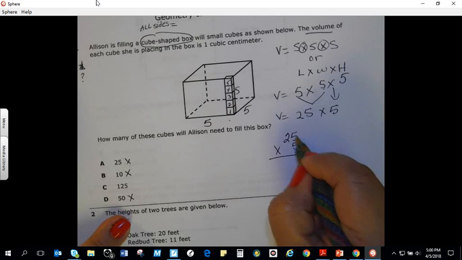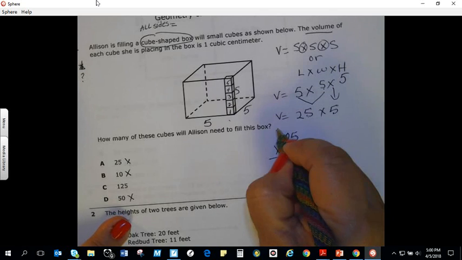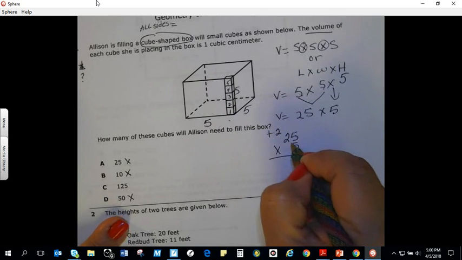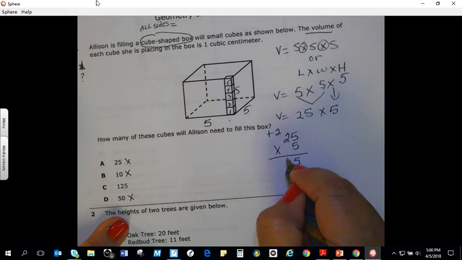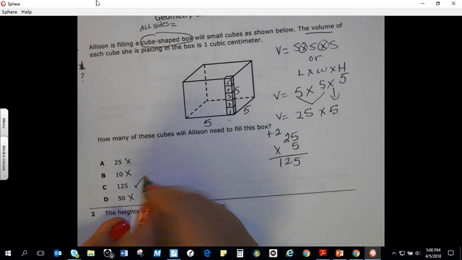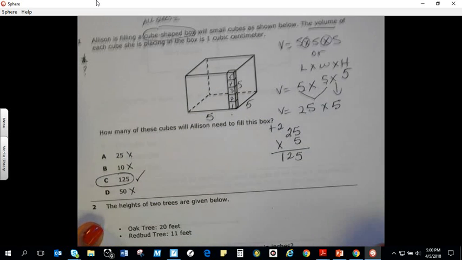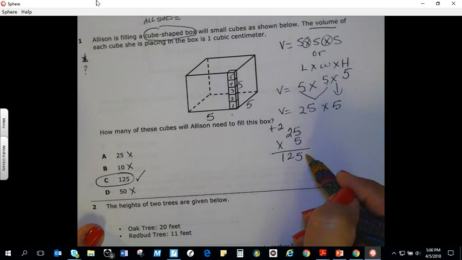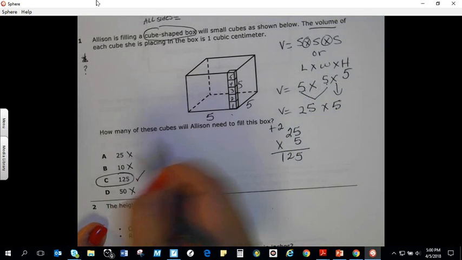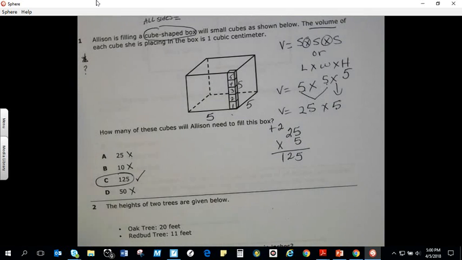So the next possibility would be 125. So 5 times 5 is 25. Carry my 2. 5 times 2 is 10, plus 2 is 12. And so I know that that's going to be it, and I'm going to circle my C. So again, as you're working out your computations here, look over here to see what you can isolate immediately.